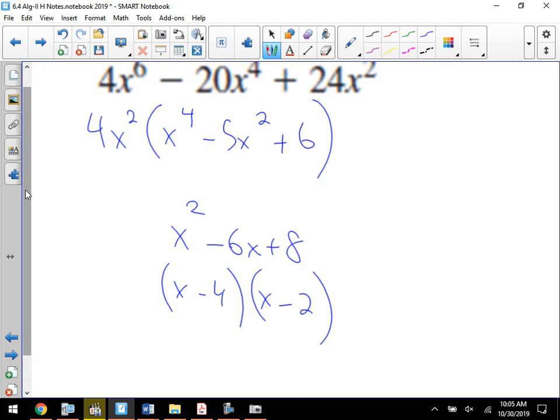What's different here? Nothing. You treat it the same way. Instead of being x minus 4, if this was a fourth and this was a 2, this would be x squared. Because when you FOIL that out, what's x squared times x squared? X to the 4. X squared times negative 2 is negative 2x squared. Plus negative 4x squared gives you negative 6x squared.